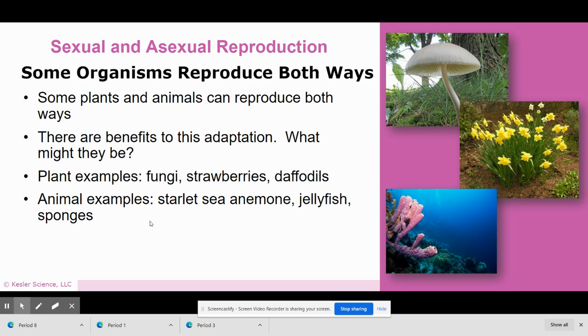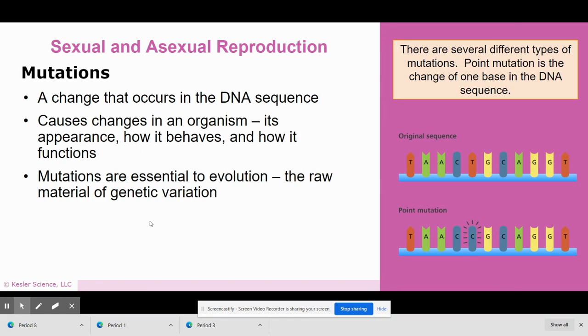Some plant examples, except fungi aren't plants, but I guess it doesn't go in the animal category either. So fungi, strawberries, daffodils, and then some animals like the starlet sea anemone, jellyfish, and sponges. They all have the ability to reproduce both ways. And there are a lot more examples, but these are just a few.